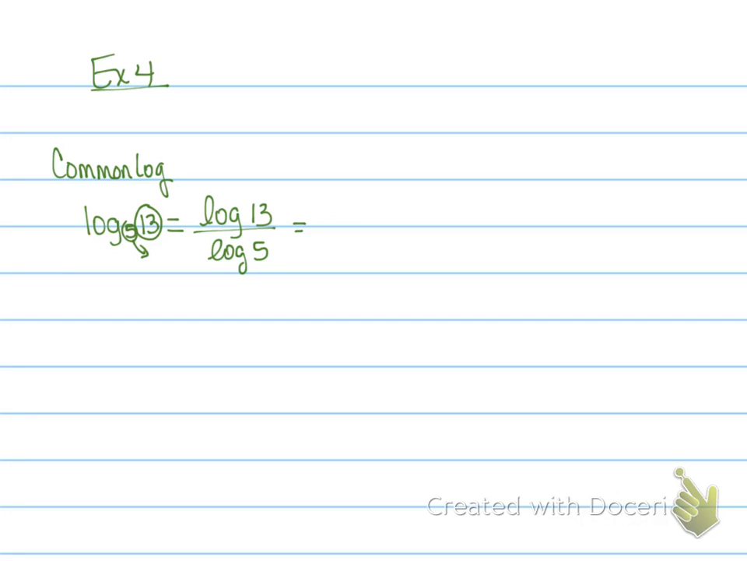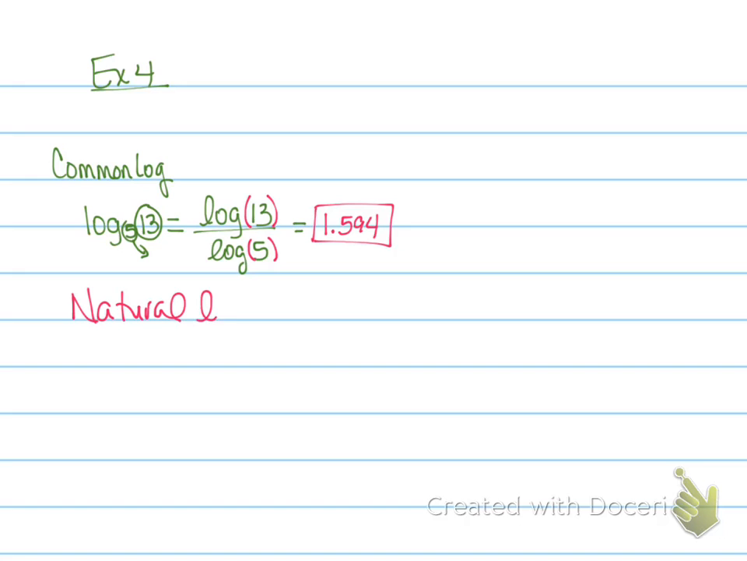Now be careful when you do this, because when you hit the log button, most of your calculators are going to open a parenthesis. And so after you type the 13, you have to close it, or it will give you the wrong answer. And then you'll do your divided by log, it's an open parenthesis, you put your 5, close it, and then hit enter. And if we do this correctly, we should get 1.594 approximately.